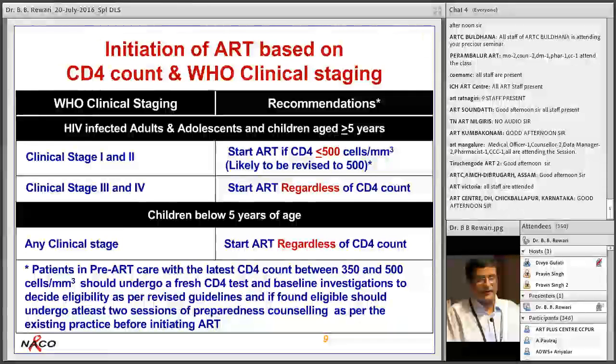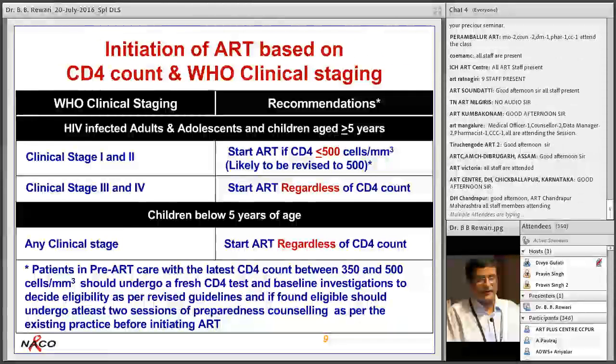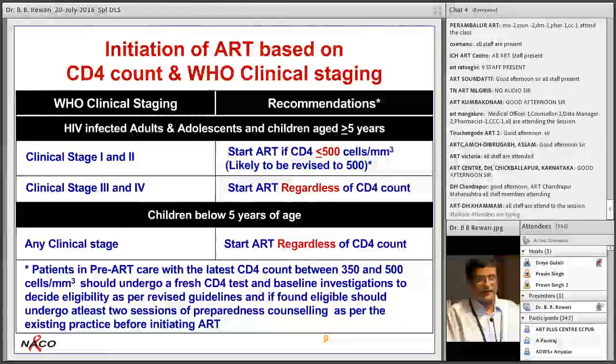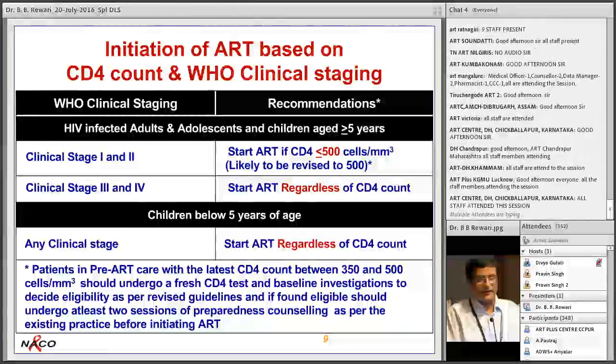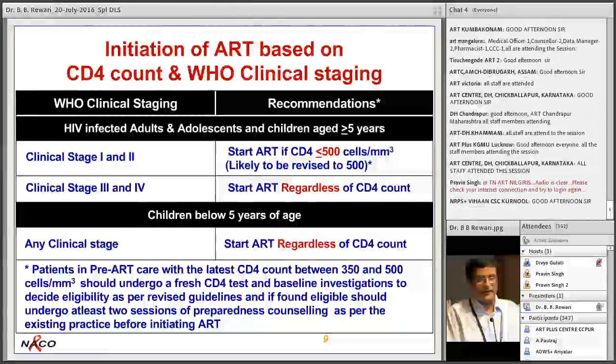Now the patients who are with you already in pre-ART care, but they are not on ART because their CD4 count was between 350 to 500, they should undergo a fresh CD4 count. That is very important, unless that CD4 count is within the last 1 month. And they also should undergo baseline investigations like renal function test, because now we are starting all patients on a tenofovir based regimen. Also they should undergo 2 sessions of preparedness counseling, which is our existing practice before initiating ART.